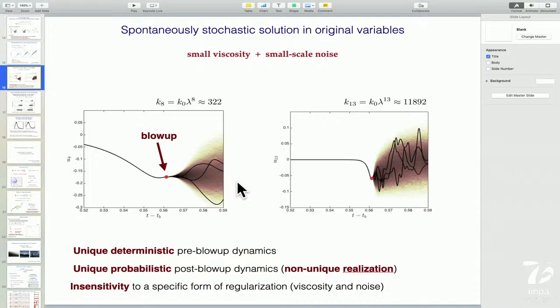So the stochasticity appears spontaneously because of the presence of the singularity. Do we always need to add noise to the regularization when the post blow up attractor is chaotic?